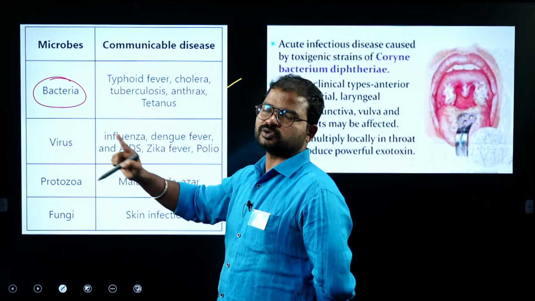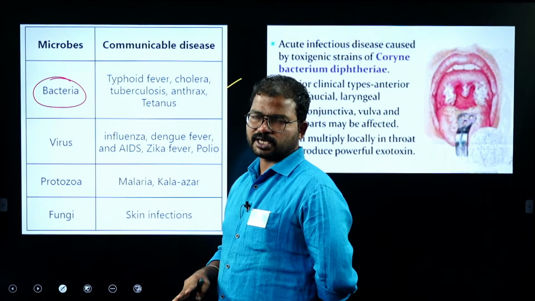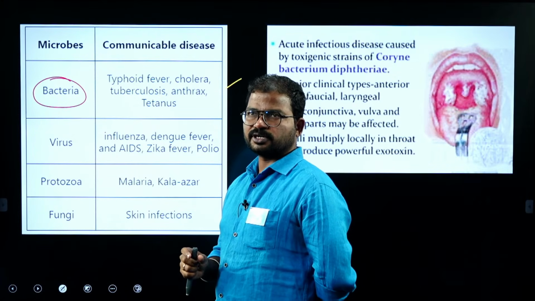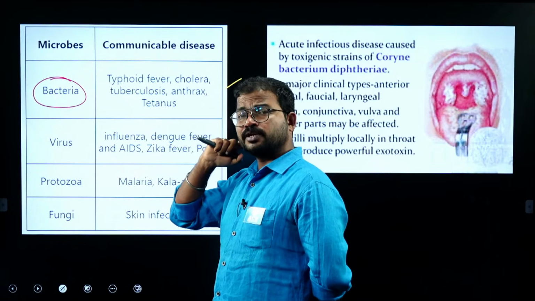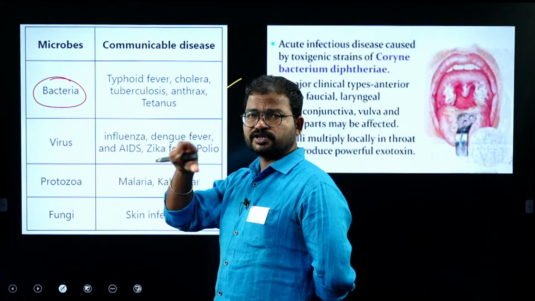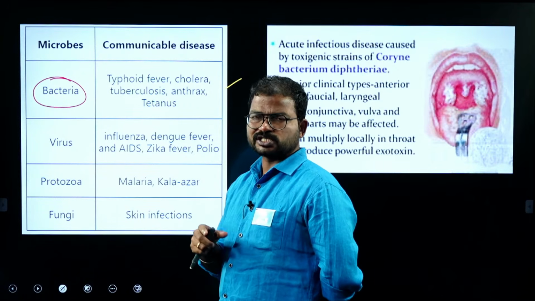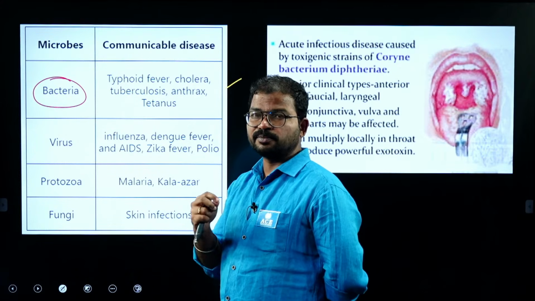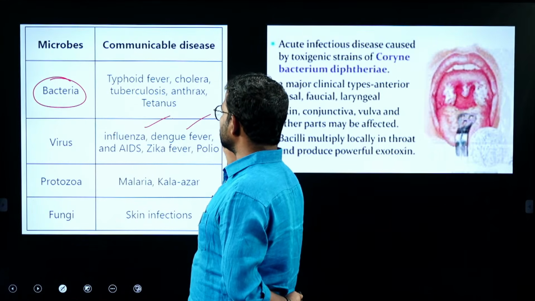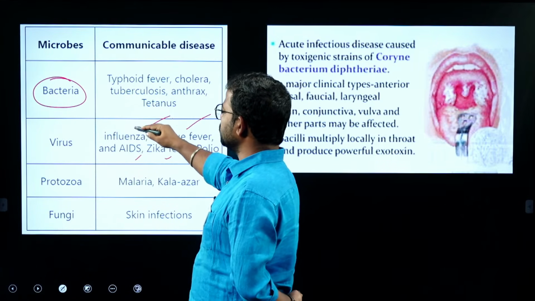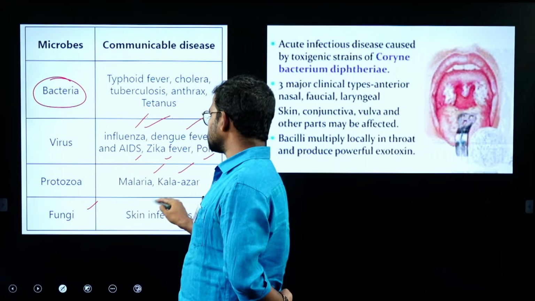Definitely you will get at least one question from the vitamins point of view or disease-related point of view, so there is no doubt about it. Vitamins, chemical names, vitamin-related concepts, whatever it is, you have to read at least those concepts. Definitely you will get a minimum of one question, maximum two. Viruses: dengue, AIDS, Zika fever, polio, influenza. Protozoa: malaria, kala azar. Fungi: skin infections.